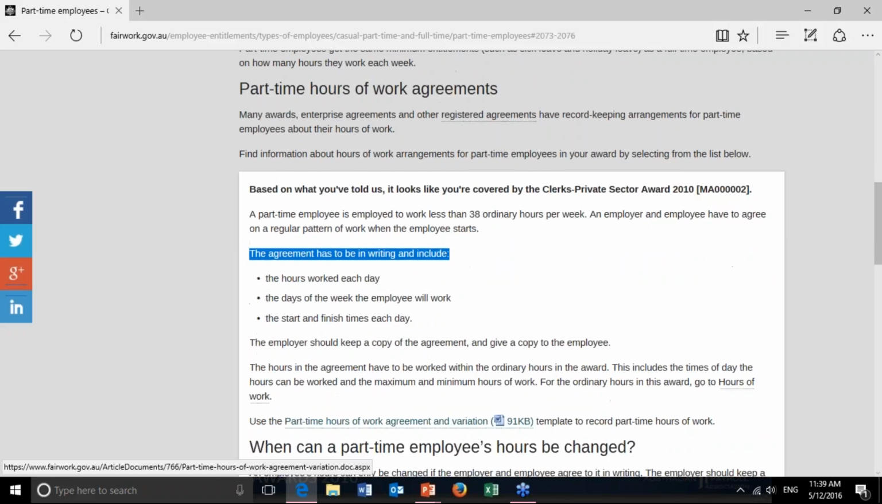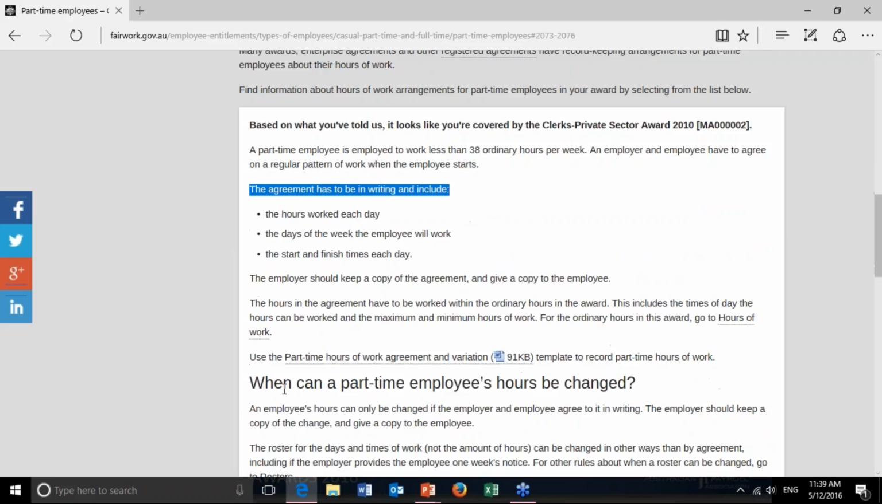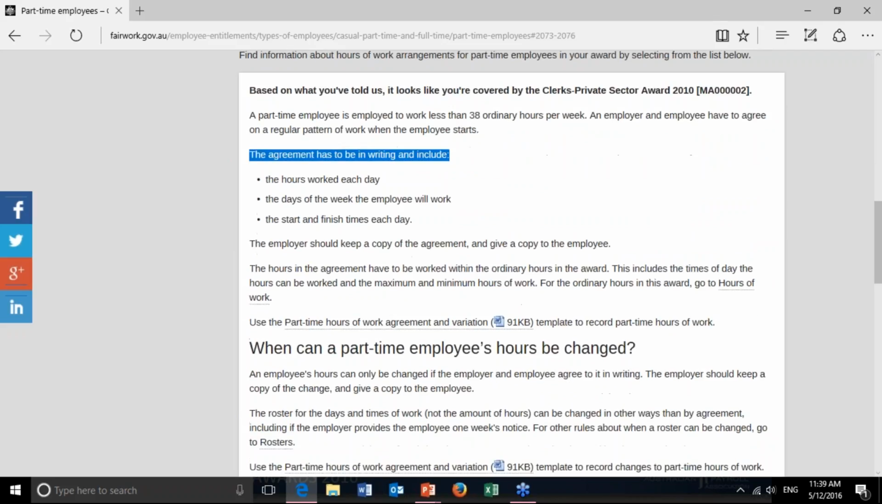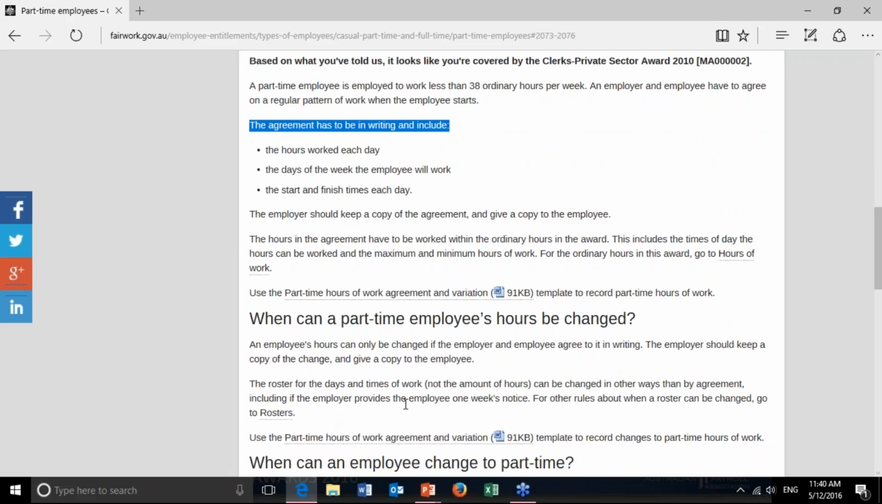It also says, here you go, when can an employee's hours be changed? Yes, by all means go ahead and change them, but only in writing. And furthermore, can you change the hours? Generally, yes, like when they can work them, but not necessarily the number of hours. So let's see if it says anything like that.